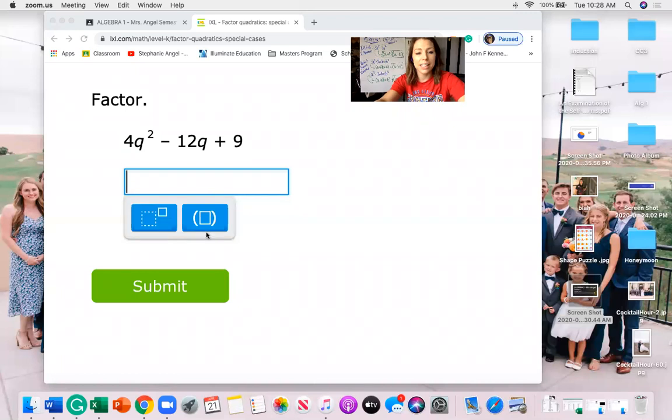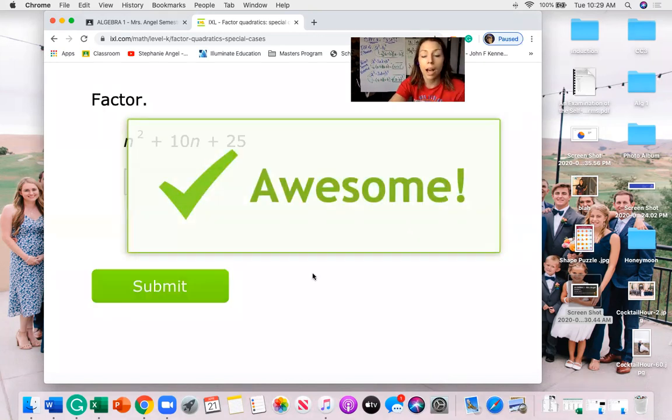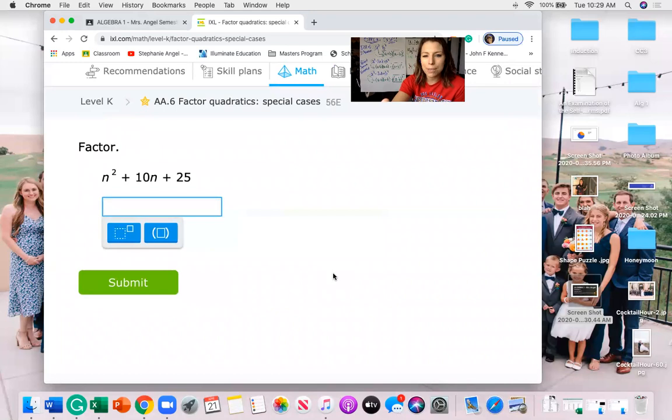Let's see. Instead of doing 2q minus 3 squared, let's see if IXL accepts it. It would be really great if they did. Let's see, all right, drum roll. Oh, look, it does. So you don't even have to worry about doing the 2q minus 3 quantity squared. You could do 2q minus 3 times 2q minus 3.